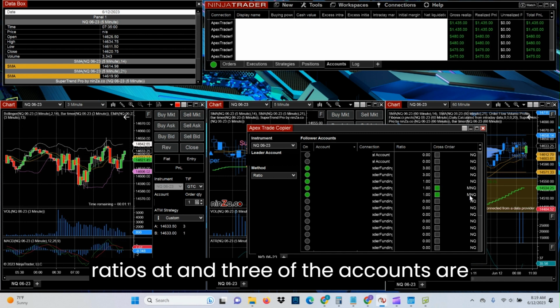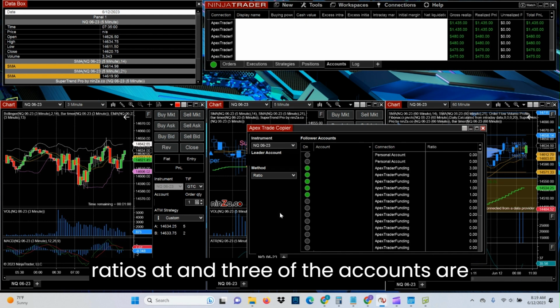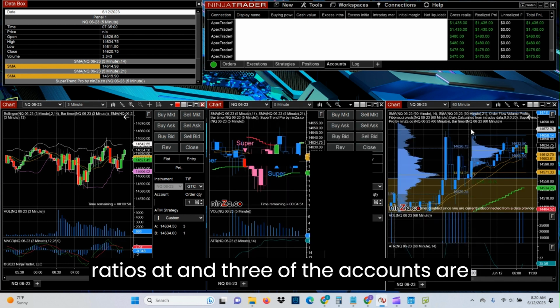So you can just watch one chart, you can take one trade, but you can have all these different things running at once. You can have all different types of ratios, you can have micros and minis all at once. So it's pretty helpful, because you might have some smaller accounts. Maybe your personal account's a smaller account, and you want to just trade micros in there. So whatever the case may be, it's very flexible.